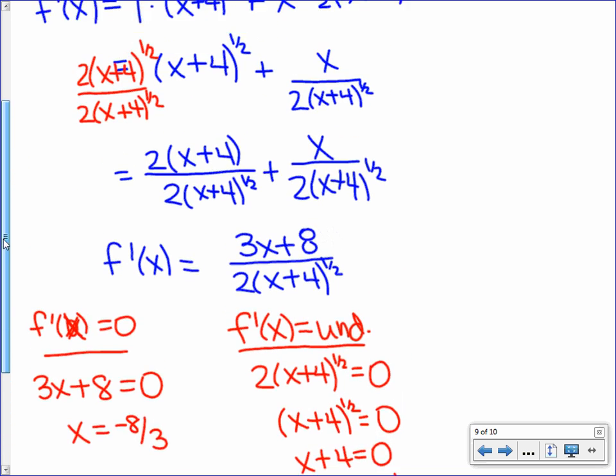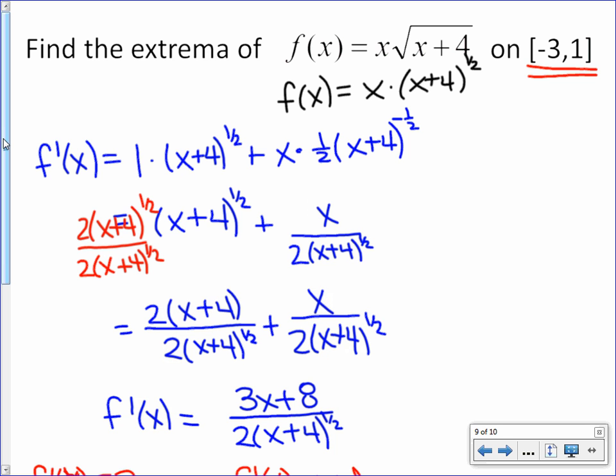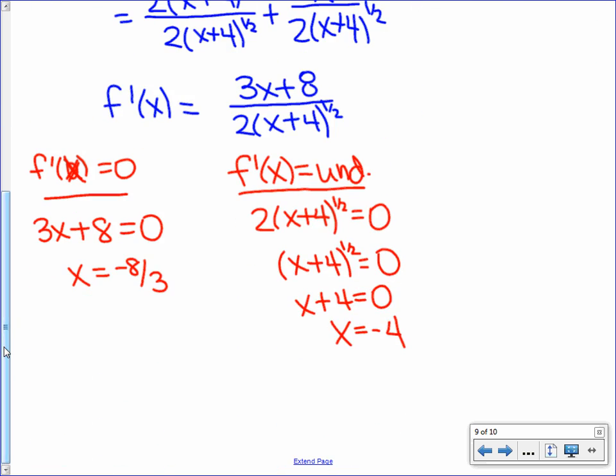If we go back to our original problem, our interval is only from -3 to 1. So while yes, x equals -4 is critical, it is not important to us in this particular problem because it is not in the interval. So right now, we are not going to worry about testing it to be an absolute minimum or maximum. Next week, I promise you, x equals -4 will be important to us when we look at the graph in its entirety. But right now, it's not important to us because it's not in the interval.